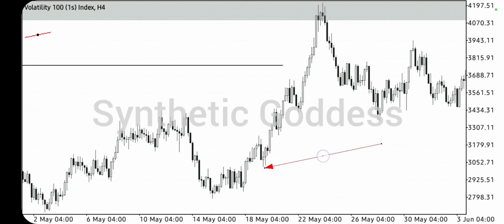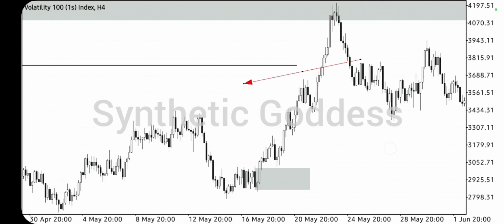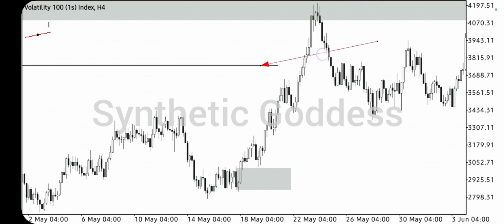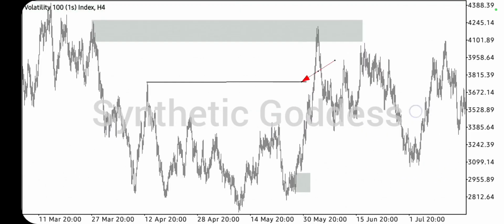As you can see, the market just rallied down a little bit, and then it did not enter into this order block. It did not enter into this particular demand zone. This demand zone was not tested at all before moving to the upside, and we had a break of structure.